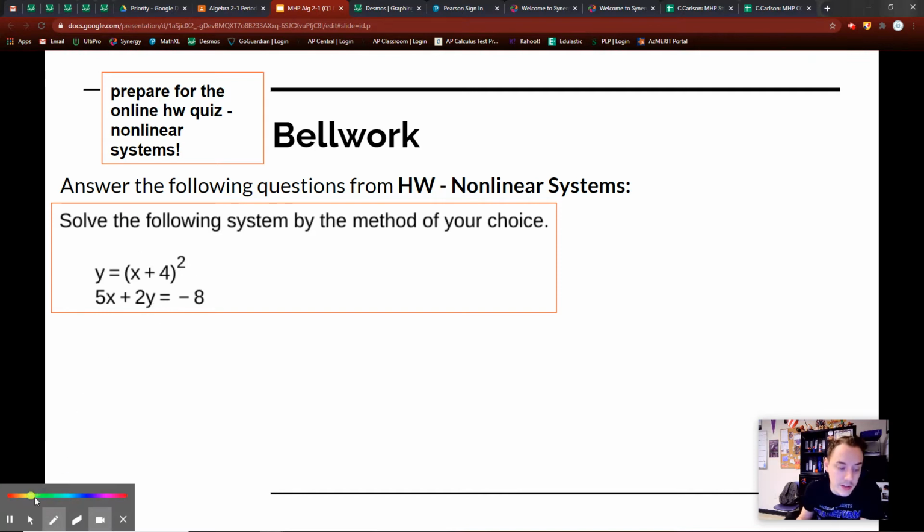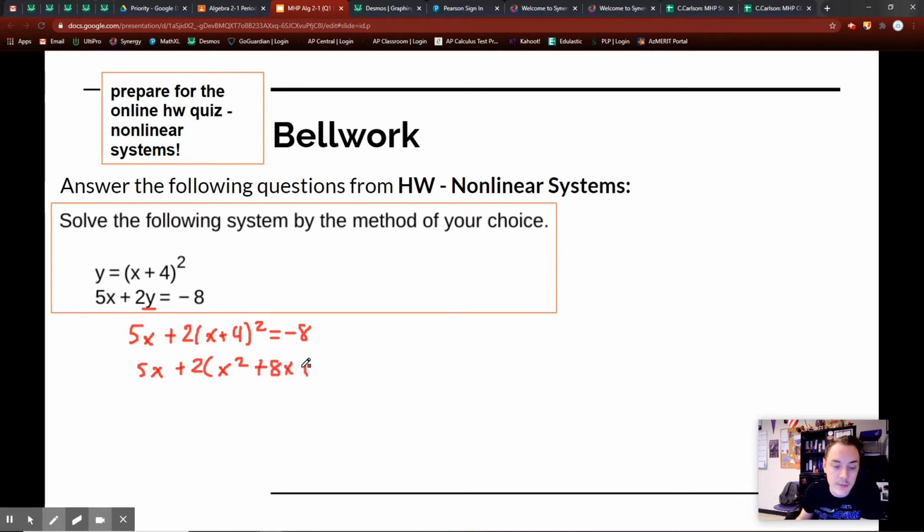Substitution, I would personally want to do substitution on this one just because it's y equals, so I'm going to substitute it right here. So this is 5x plus 2, and then this will be times x plus 4 squared equals negative 8. And so this is 5x plus 2, and then this is x squared plus 8x plus 16, and then equals negative 8. Now, how did I do that? I just FOILed it out. I'm actually not going to show you this. I feel like we should be solid with foiling out. Squared is just that, and I FOIL everything out, and I get this when I simplify. Okay?